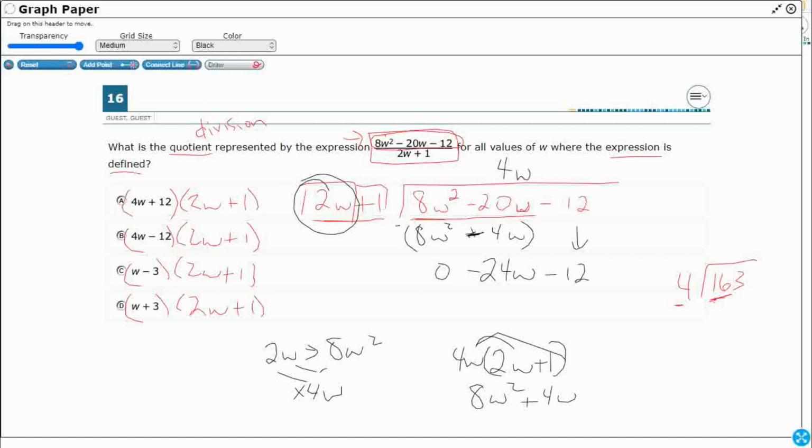Okay, now how many 2w's does it take to get into that minus 24w? Well, hopefully we're saying, hey, we could do a minus 12. If we did a minus 12, look what we would get. We would get a minus 24w, and then we would get a minus 12. Then we would end up subtracting it, which ends up making that positive, and everything goes away. So it's going to be that 4w minus 12. You could FOIL it to double check, but that's our answer, B.